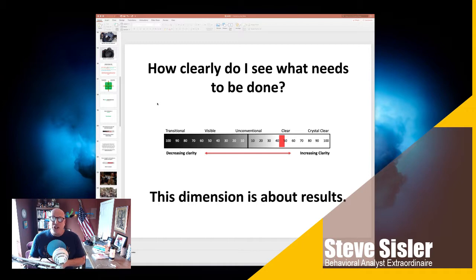How do I clearly see what needs to be done? So this dimension is about results, right? How many of you have ever heard of procrastination? This is where you can tell if somebody will procrastinate, if they're a procrastinator. So here we're talking about a dimension of results, doing. How clearly can I see?